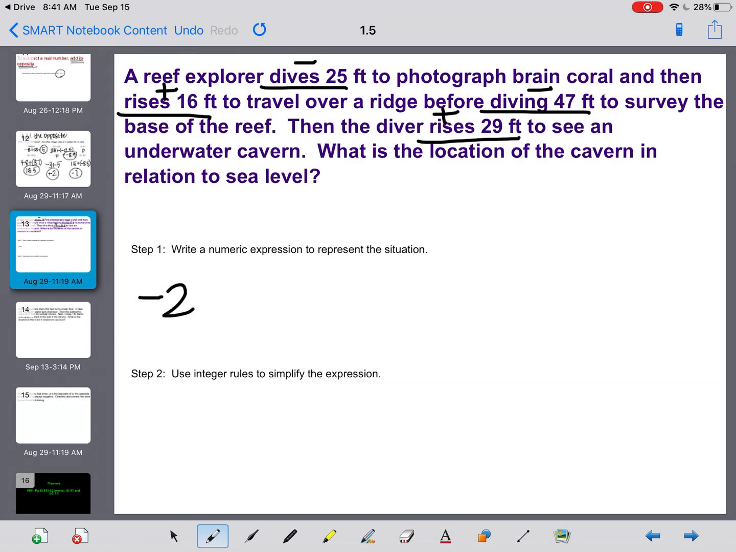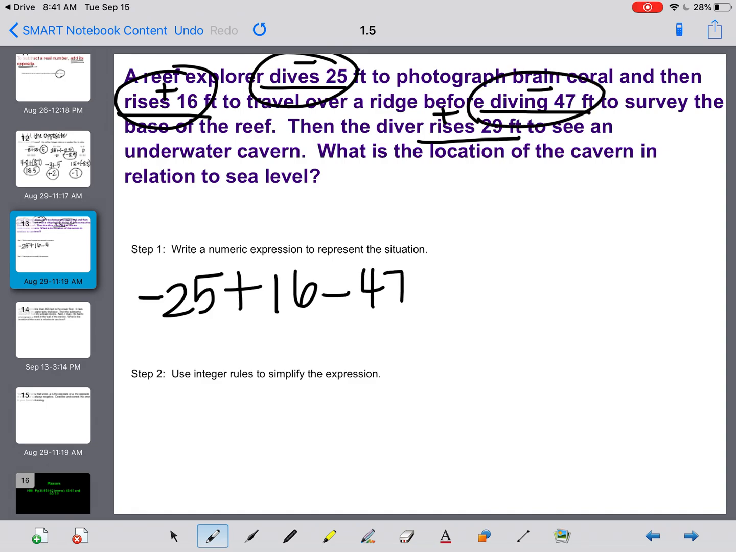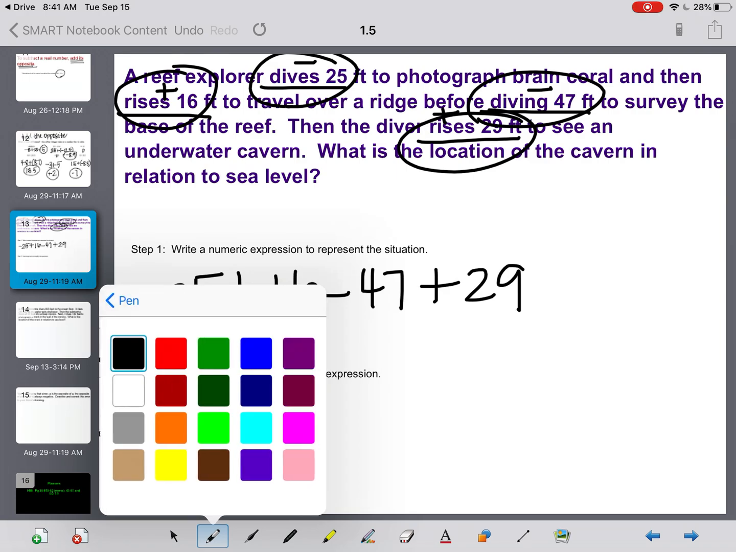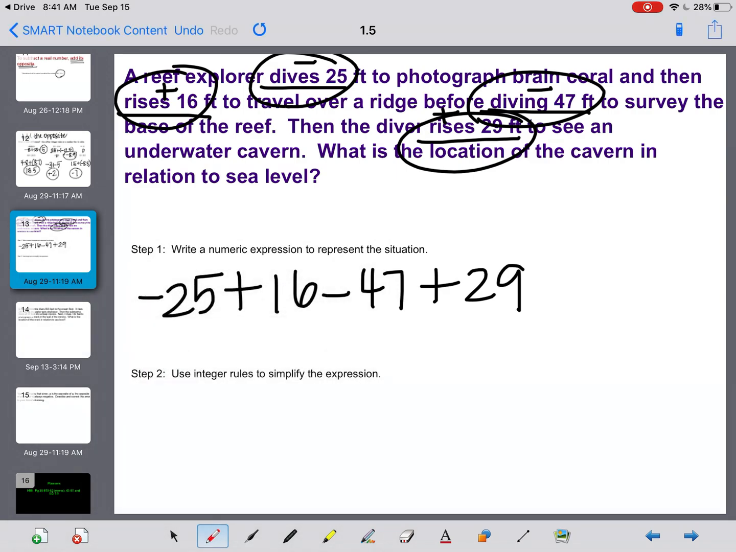So we're starting at 0. Then we are diving 25 feet. Right here, we are rising 16 feet. Then we are diving 47 feet. Then we are rising 29 feet. Okay, there's our numeric expression. That's what we're doing. Okay, now I'm going to use integer rules to simplify this expression.